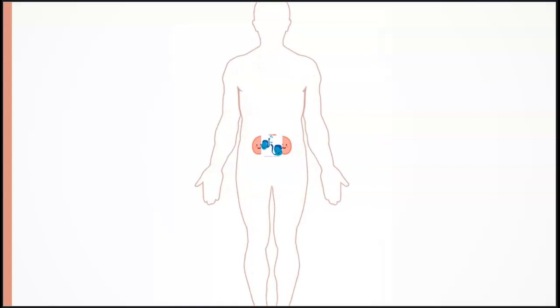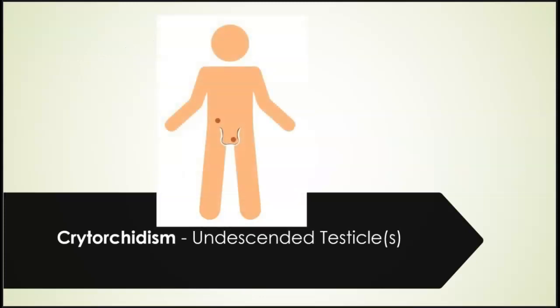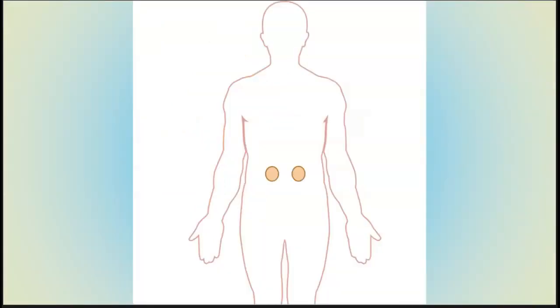So from that urogenital ridge, the kidneys and the gonads say their goodbyes and they go separate ways. The kidneys will travel up superiorly and the gonads travel inferiorly. Issues in this journey are how we get variants such as pelvic kidneys or cryptorchidism, which is a failure of the testes to descend into the scrotum. This is commonly referred to as undescended testicles.